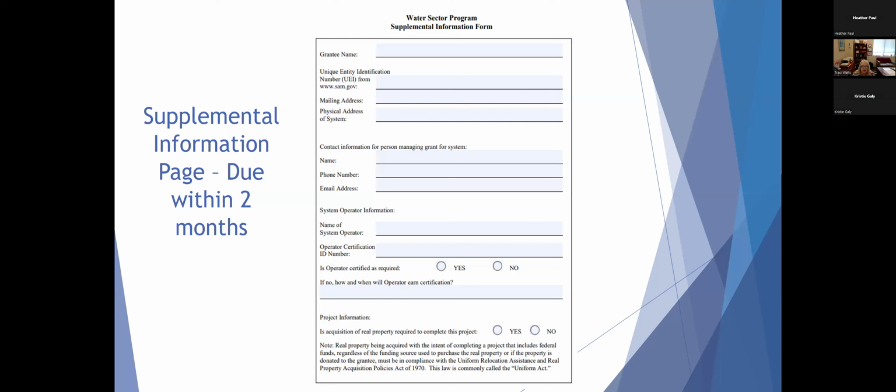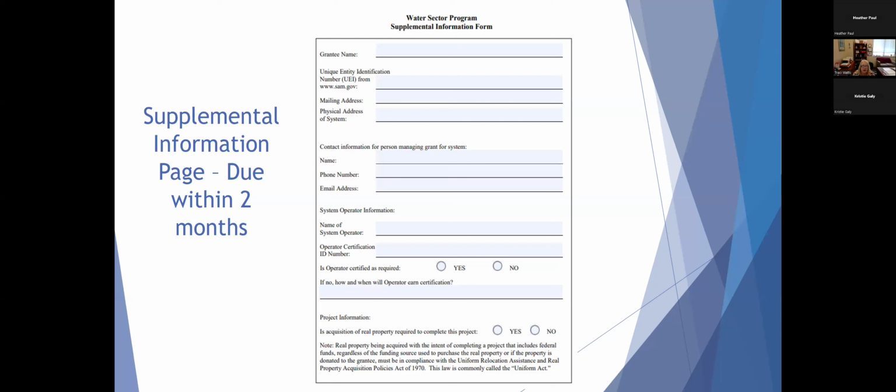The last item is if you're going to be conducting any acquisition of real property for this project, you would need to indicate that on this form. You would say yes. Please note that any real property that is being acquired with the intent of completing this project that includes federal funds, regardless of your funding source of what is paying or actually paying for the property, you must complete your acquisition process in compliance with the Uniform Relocation Assistance and Real Property Acquisition Policies Act of 1970. And you will often hear this referred to as the Uniform Act.